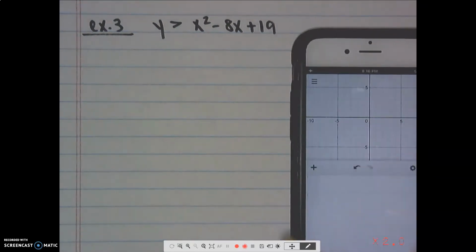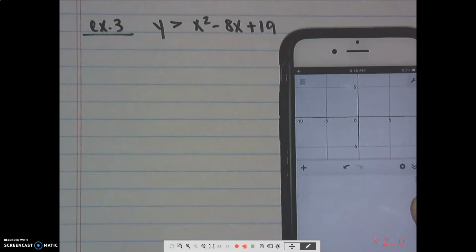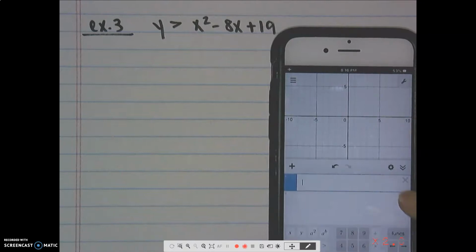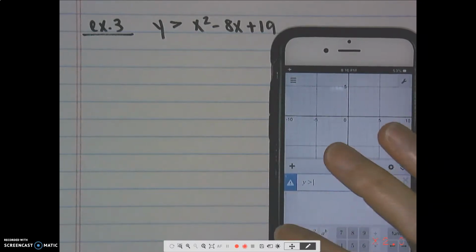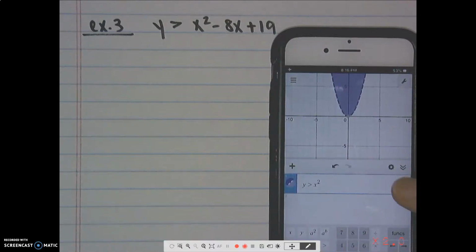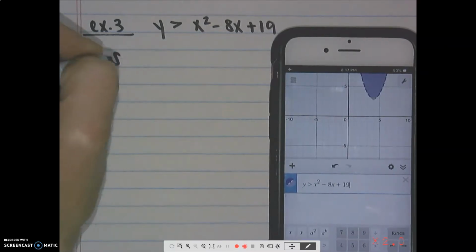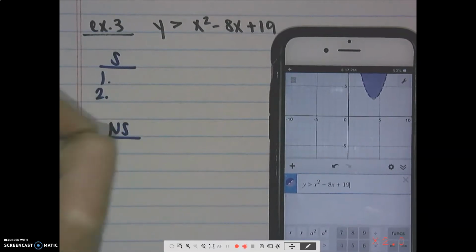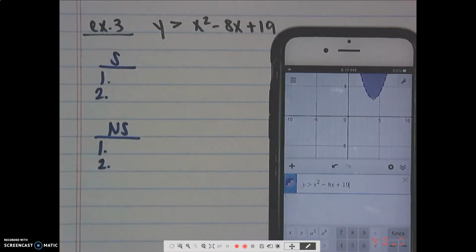All right, so let's look at one more here. We have y is greater than x squared minus 8x plus 19. So let's type that in. You have to be really careful if you're choosing greater than or equal to, less than or equal to, whatever it may be. So we need two solutions and two non-solutions for this.